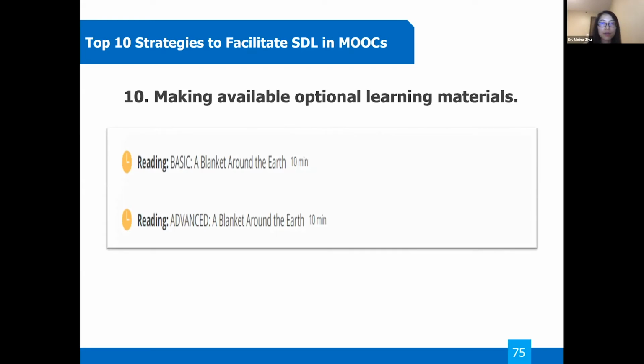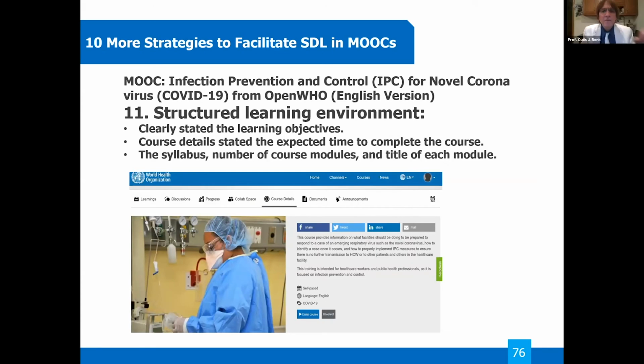Last but not least, make optional learning materials available. Like in this course, the professor provided the basic reading materials, and advanced students can choose either one to read. And so I'm going to go through 10 more such strategies, including things that my students have stumbled upon this semester or in the spring in their class.